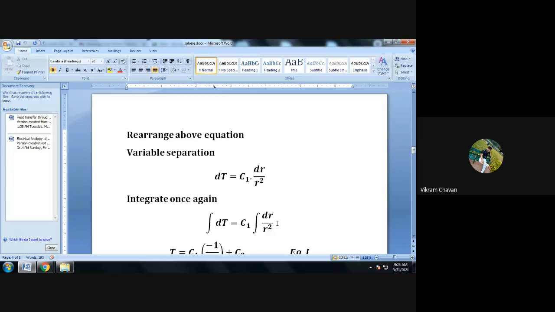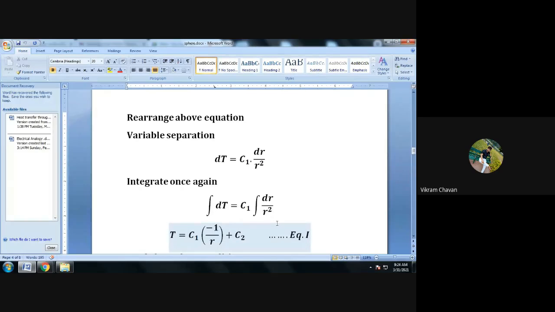So in a similar fashion, we have to integrate this equation. We will get the integration of dt as t is equal to c1 into bracket minus 1 upon r, since integration of 1 upon r square is minus 1 upon r. So c1 multiplied by minus 1 upon r plus c2. Now we have to add the second integration constant. After the second integration, we have to add the integration constant c2.